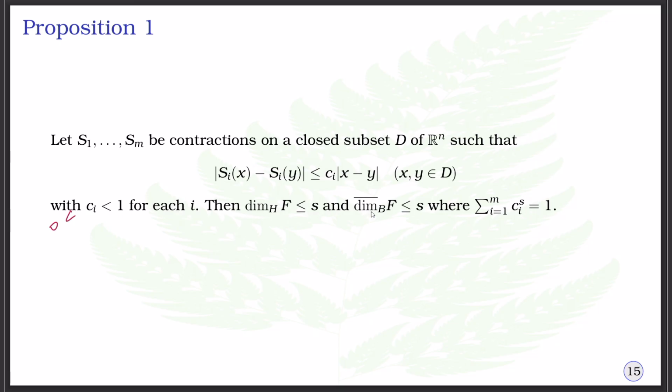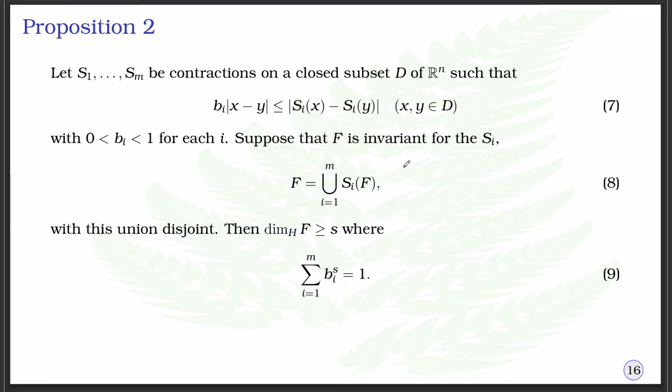Then here this notation stands for the upper box counting dimension. Then the Hausdorff dimension of F is less than or equal to s. Similarly, the box counting dimension of F is also less than or equal to s, where s satisfies this equation. If the mappings are similarity mappings, this sum is equal to 1. If the mappings are contractions, this is less than or equal to 1. So, we can propose this proposition.